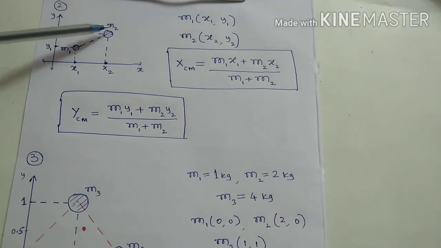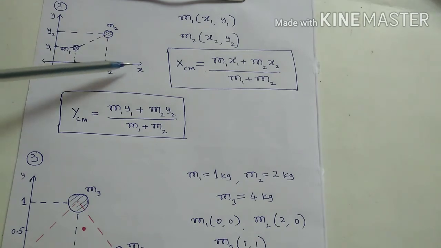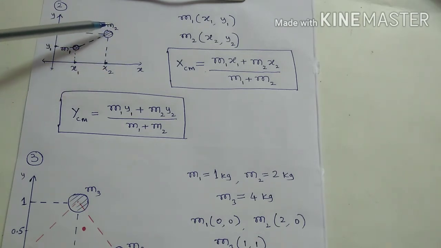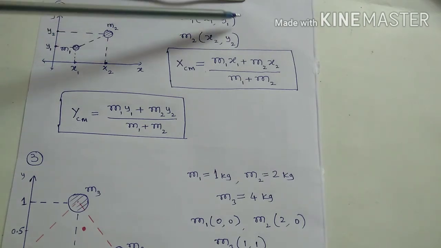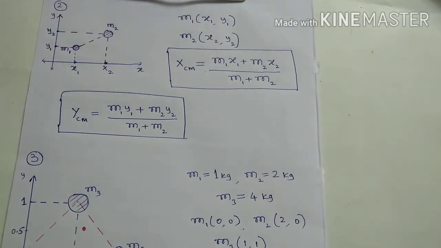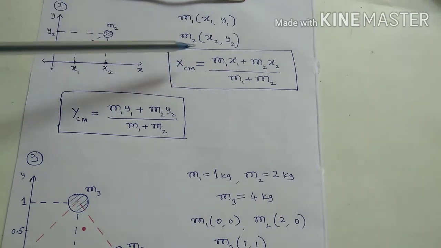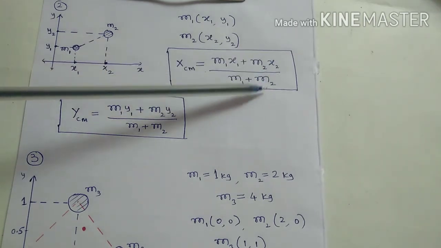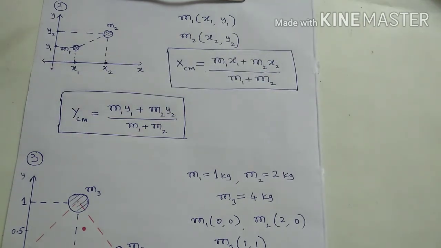Similarly, M2 is at a distance of y2 from the x-axis, and M2 is at a distance of x2 from the y-axis. Simple, I am writing the coordinates of M1 and M2. M1 is at x1, y1. M2 is at x2, y2. So we are going to calculate the x coordinate and the y coordinate of the center of mass. Very simple. xcm equals m1 x1 plus m2 x2 by m1 plus m2. Simple formula. Similarly, ycm equals m1 y1 plus m2 y2 by m1 plus m2.